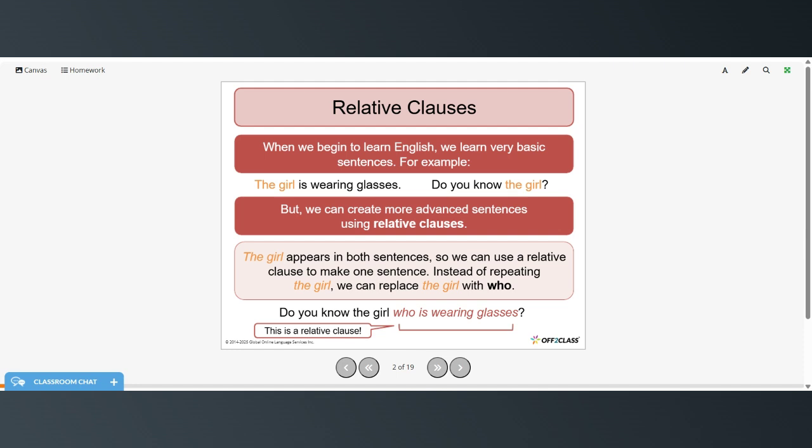The girl appears in both sentences, so we can use a relative clause to make one sentence. Instead of repeating the girl, we can replace the girl with who. Do you know the girl who is wearing glasses? So who is wearing glasses is a relative clause.